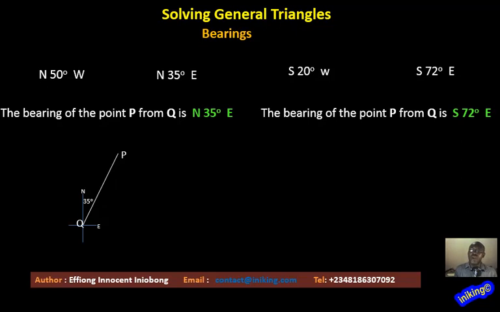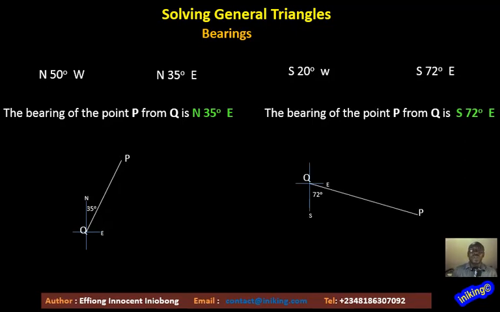And finally, we have here the bearing of point P from Q. How do I represent this again? We are taking it from Q. So that's it. 72 degrees east of south. So this is the south. We are going towards the east. So take 72 degrees from here that way. And that line drawn from Q to P is therefore the bearing that we are looking for.